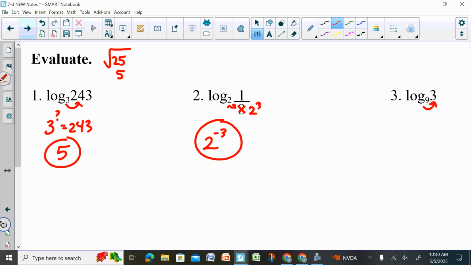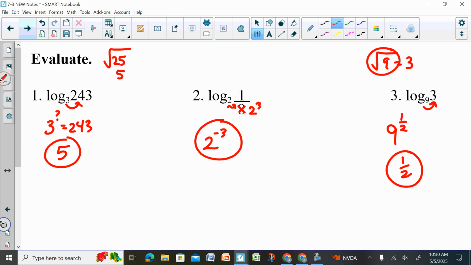But I know the relationship that the square root of 9 is equal to 3. So another way of writing the square root of 9, I can say 9 to the 1/2. And that's the answer. What's the log of, what do I raise 9 to get 3? The answer would be 1/2.